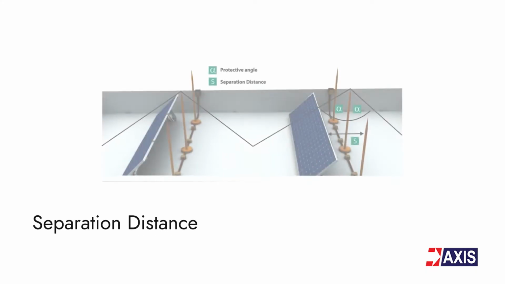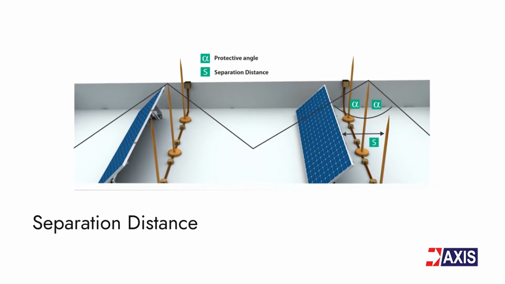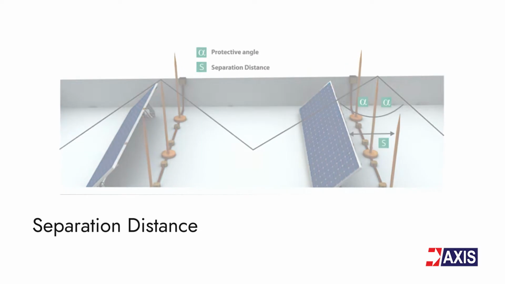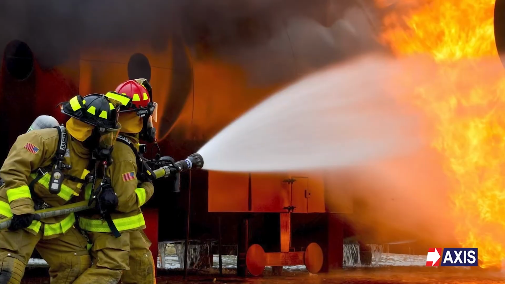Fourthly, separation distance. The separation distance between the modules and the lightning protection system is vital. There is a minimum distance required as per the installation standards to make sure that uncontrolled flashovers to adjacent metal structures such as PV modules or frames do not occur during a lightning strike. If separation distance is not maintained, it could lead to a fire in the system.